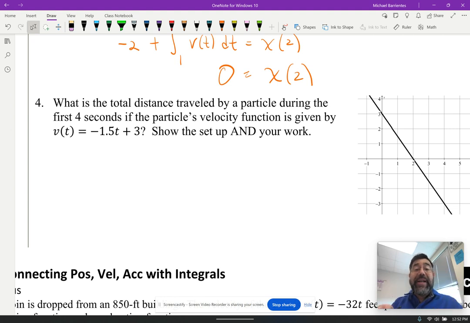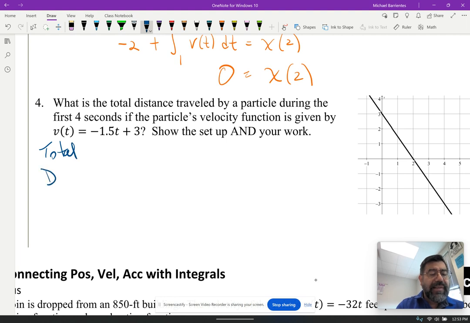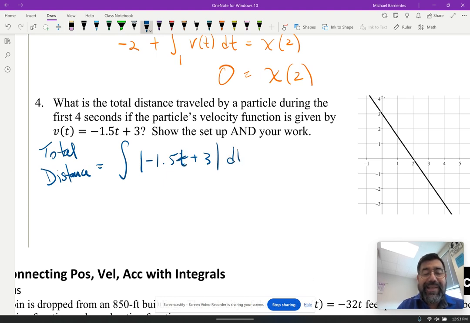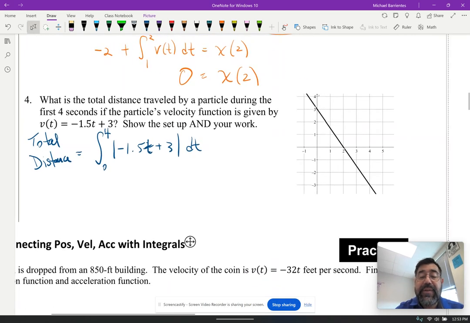So total distance means I'm going to have to use the absolute values around my velocity function. So total distance is, let me write it out, total distance is equal to the integral of the absolute value of negative 1.5t plus 3 dt. But it wants it during the first 4 seconds, so between 0 and 4. Show the setup and your work. Okay, so how do we figure this out? Between 0 and 4. So we're talking about here, 0, and we're talking about here, 4. So only in this window are we concerned.